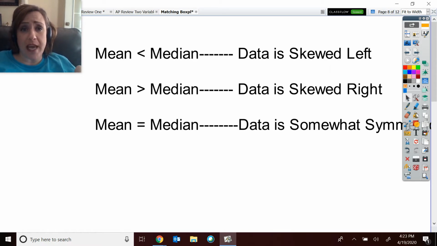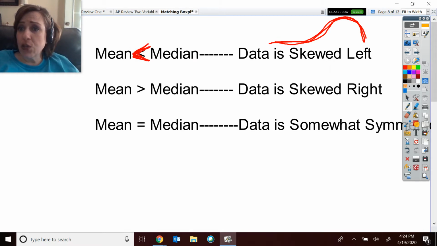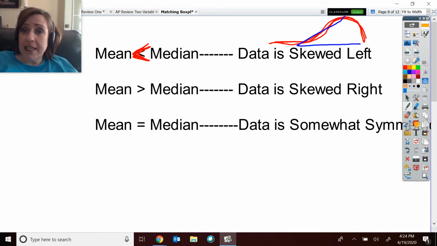So before we get into the actual matching, let's recall that when the mean is less than the median, we've got something shaped with a skew to the left, because that mean is pulled in the direction of the skew. So remember that less than has that left skew.